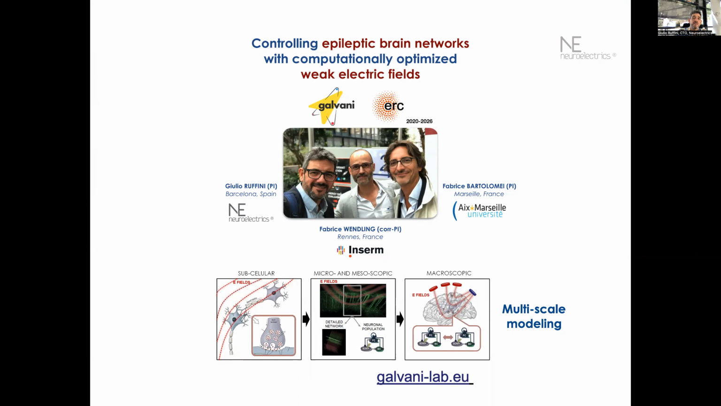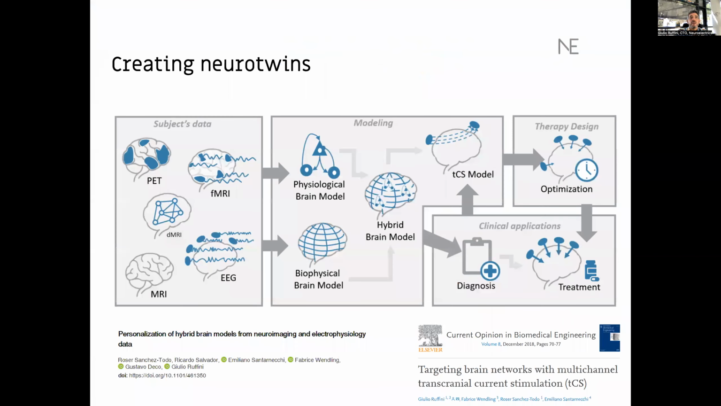And the approach in Galvani is, as I mentioned before, and it's in Neurotwin, a multi-scale study, to try to construct these models from subcellular to microscopic to macroscopic modeling. The process of creating Neurotwins at the high level involves collecting patient data, which may vary depending on the pathology and situation. But for example, in Alzheimer's, it involves fMRI, dMRI, EEG, anatomical MRI, PET, etc. Or in the context of epilepsy, it includes SEEG, for example.